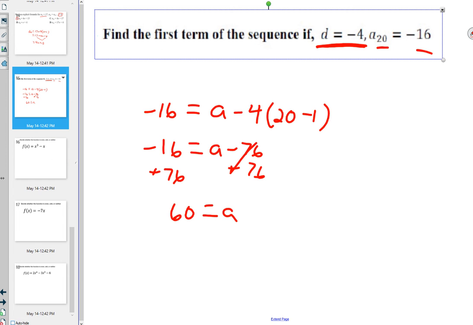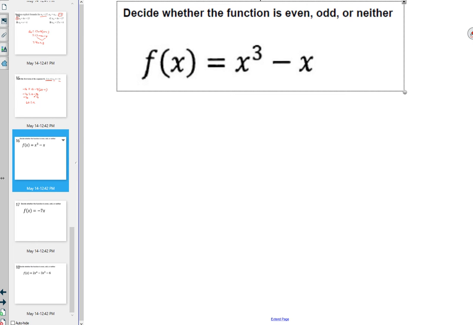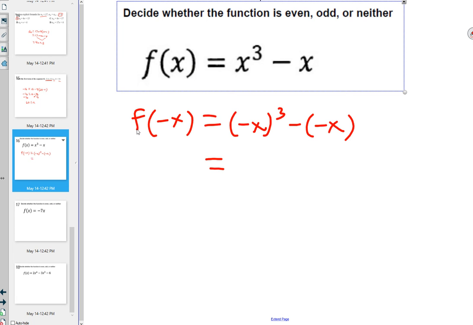Then these last couple that are just quick, odd, even, or neither, remember to change. I evaluate f at negative x. So negative x to the third minus negative x. Change all the x's to negative x's. What is negative x to the third power? It stays negative. A negative to an odd stays negative. What's a negative negative? Do they stay the same? Is this the same as the original? No. So it can't be even. Did all the signs change? Yes. So this is odd.